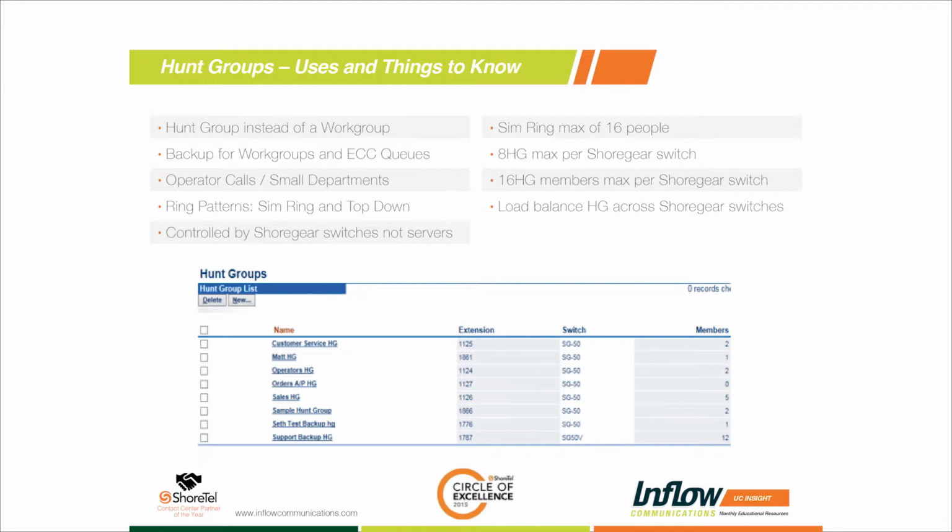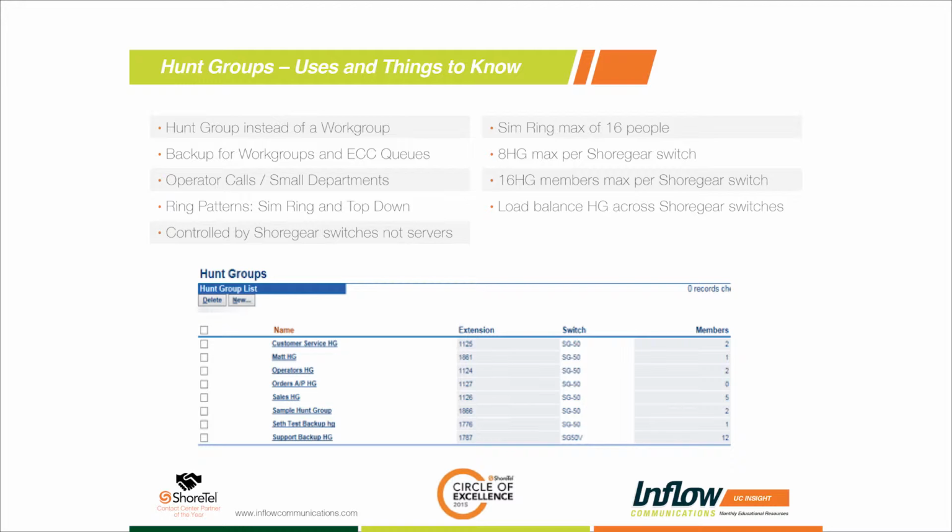The other limitation on a hunt group over a work group is the ring patterns. We support simultaneous ring or top-down. Those are the only two options that we support. Simultaneous ring is the most common. It's also the most resource intensive on a ShoreTel switch. If we have 16 people in a hunt group on simultaneous ring and a few calls come into that, we're stacking 16 calls on that hunt group, ringing out to everybody. And then that one gets answered, the next one comes in, we're now ringing 15.